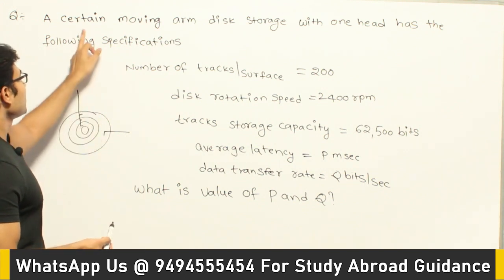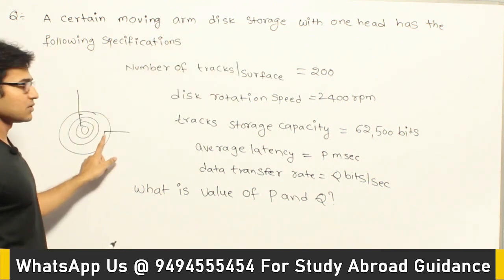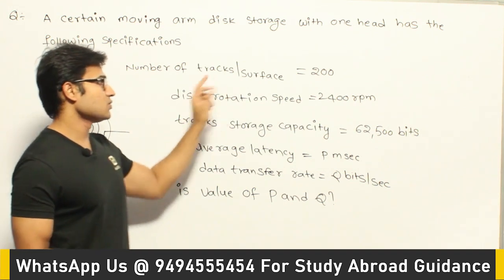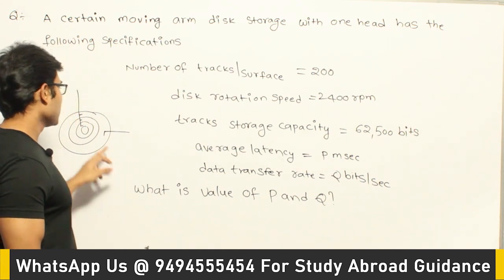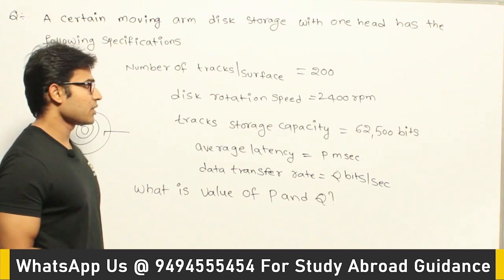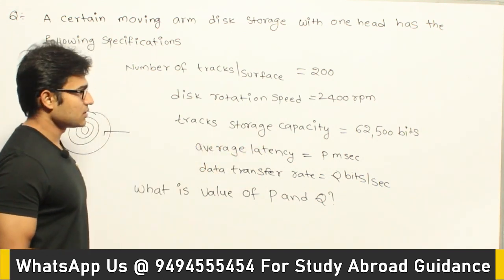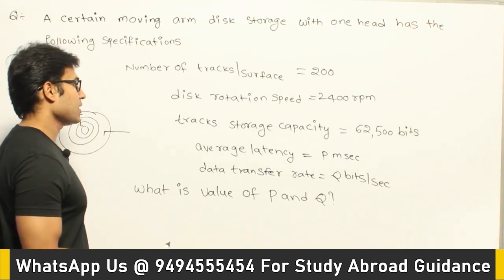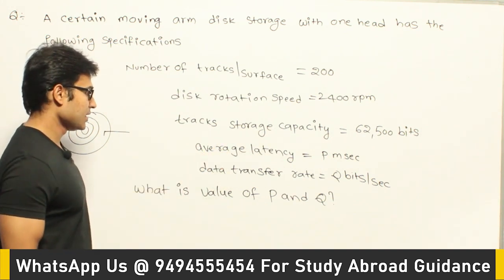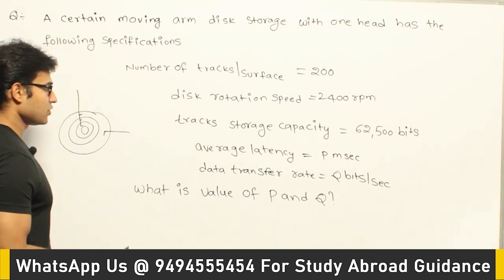So they are saying that a certain moving arm disk storage with one read write head, which means there is only one head, has the following specifications. Number of tracks per surface is 200, which means the number of tracks in this total surface is 200, and the disk rotational speed is 2400 rotations per minute, and the track storage capacity is 62,500 bits, which means in one track we can save 62,500 bits. Now average latency is given as p milliseconds and data transfer rate is given as q bits per second. Then what are the values of p and q?